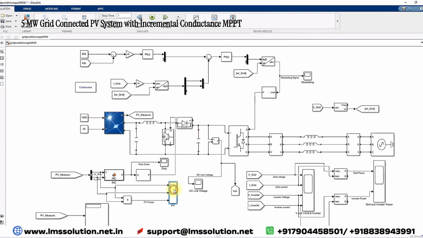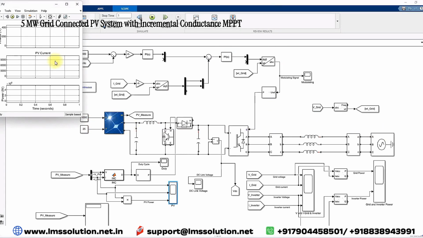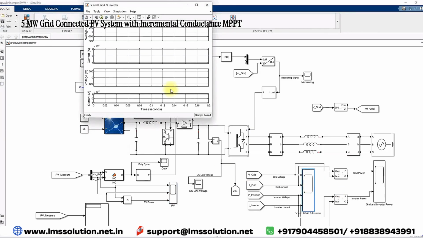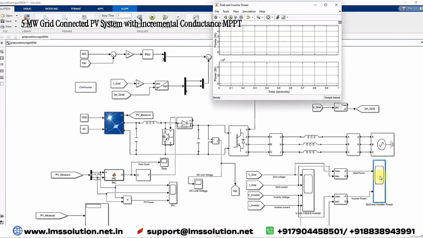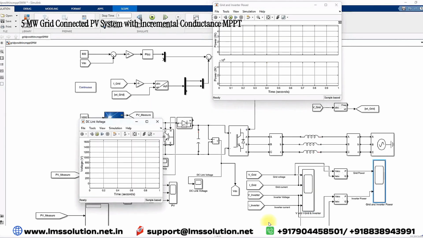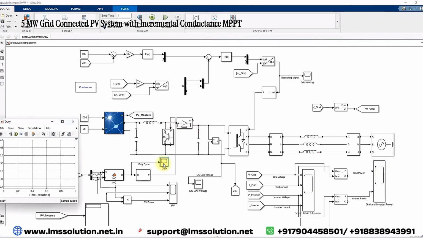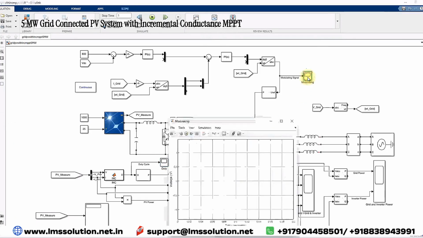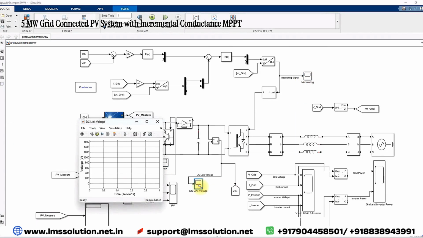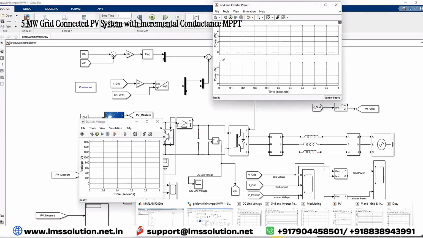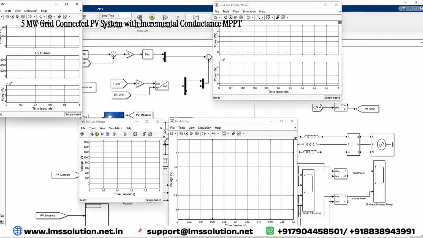Here you can measure the PV voltage, current and the power. And here we are measuring the grid voltage, current and the inverter voltage and current. Here you are measuring the grid power and inverter power. And then this one is used for measuring the duty cycle. And then this one is used for measuring the modulating signal. And then this is the DC link voltage. Now I am going to simulate the model. We have to check the result of the system.